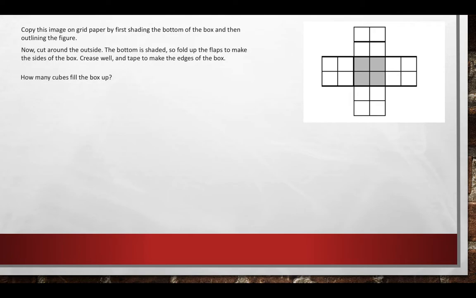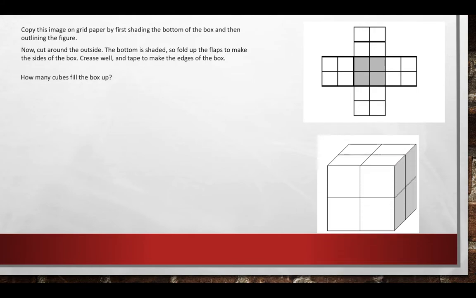Now, if you're struggling with this, I actually found what this little grid would look like if it was all folded up and turned into an actual cube. So if you need to, you can figure out how many cubes make up that right rectangular prism, which is 8 cubes. So now we're talking about the volume of the box. If we're using centimeters, it would be 8 cubic centimeters or 8 centimeters cubed.